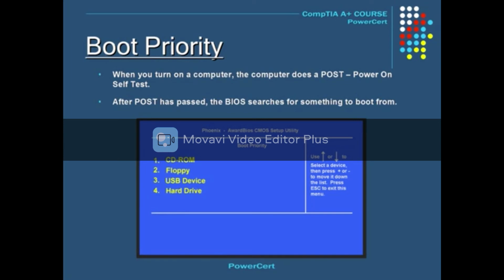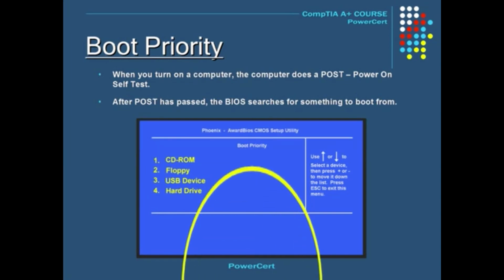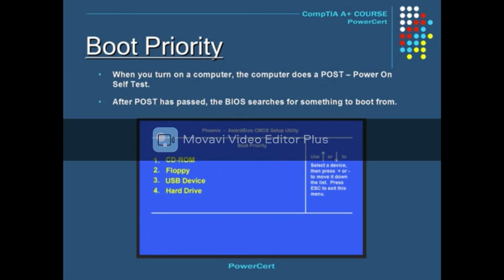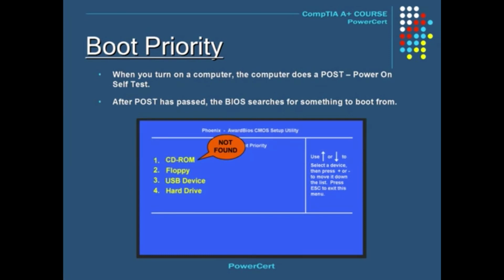And how the BIOS determines which device to boot from depends on the boot order in the CMOS settings. And in the CMOS settings, you can make changes in the priority boot sequence. So for example, if the CD or DVD drive is set as the first boot device, then the BIOS would check that first and look for software to boot from.